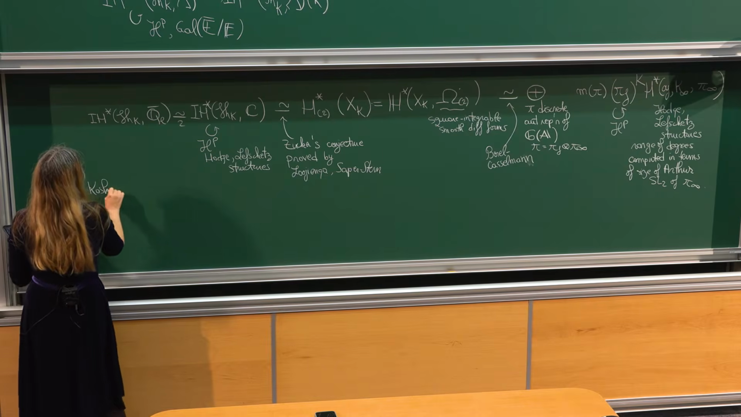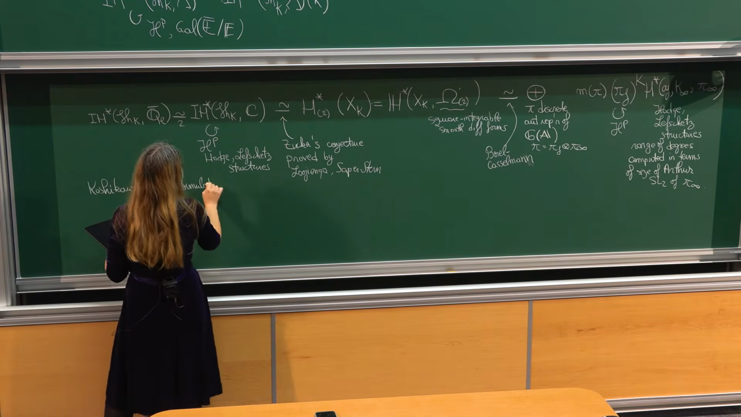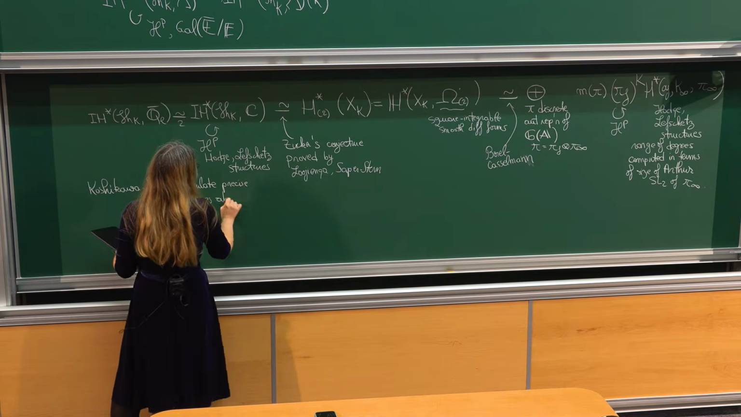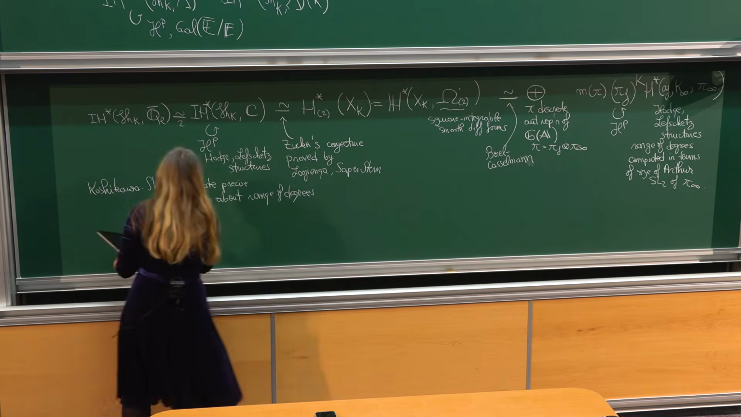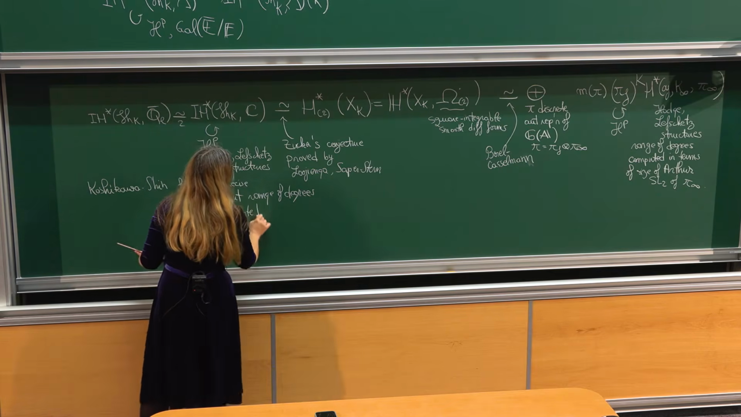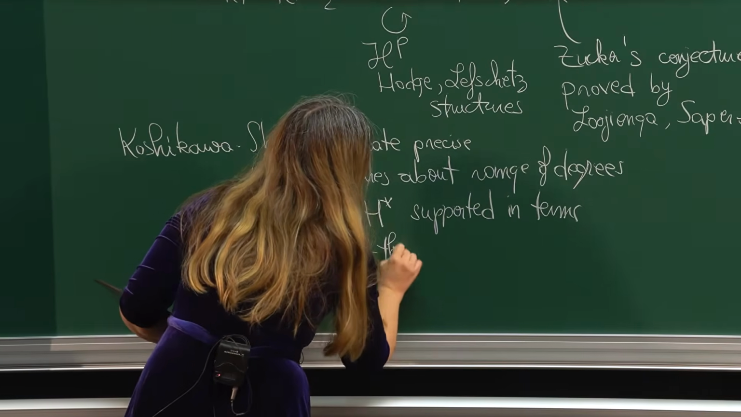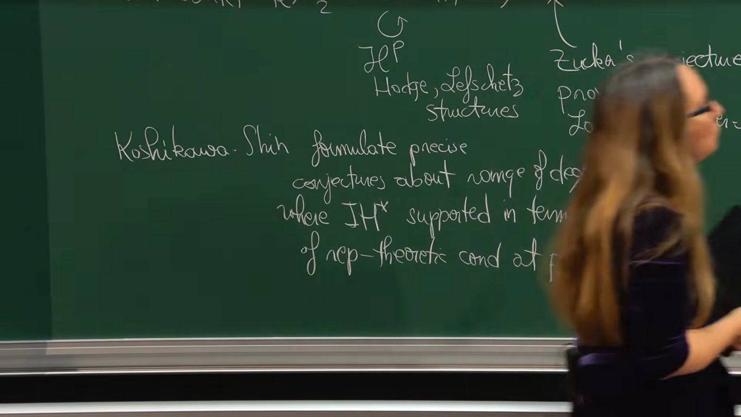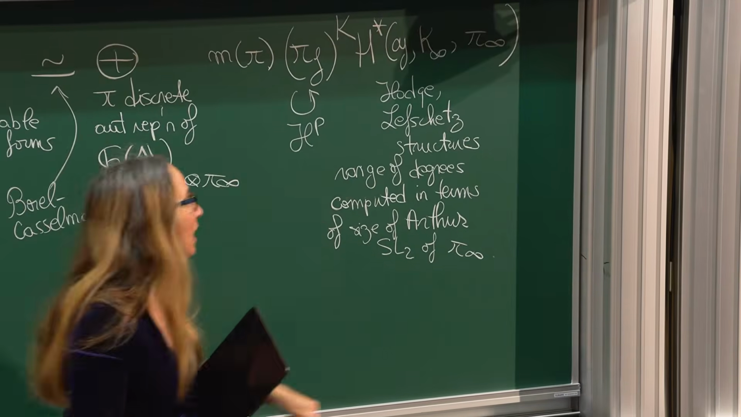So Koshikawa and Shin formulate precise conjectures about the range of degrees where IH upper star is supported in terms of representation theoretic conditions at p. So that has to do with thinking about a global Arthur SL2 that will specialize to give you the Arthur SL2 of pi infinity, but also the one at p.